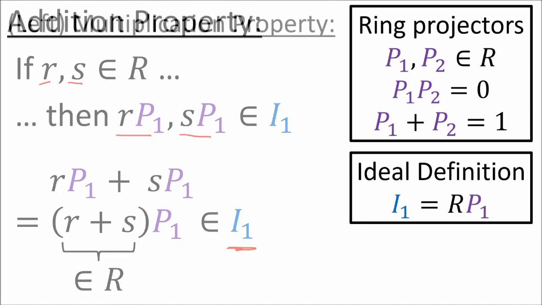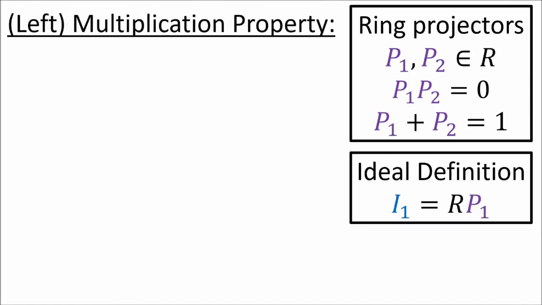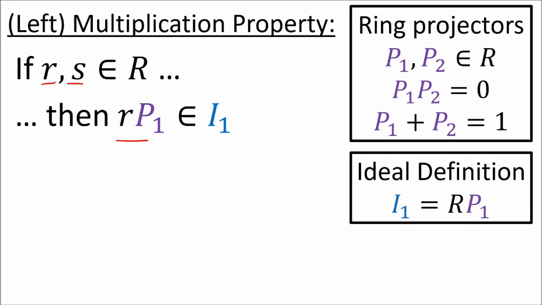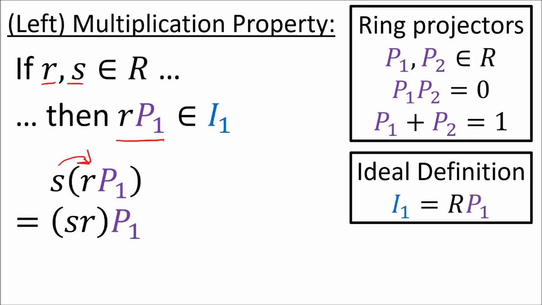Now let's prove the left multiplication property. Left multiplying any ring member onto an ideal member gives us another ideal member. If small r and small s are members of the ring, then r P1 is in the set I1. If we multiply from the left by small s, we get small s small r times P1, which is also in the set I1 by definition. So this proves that I1 is an ideal.